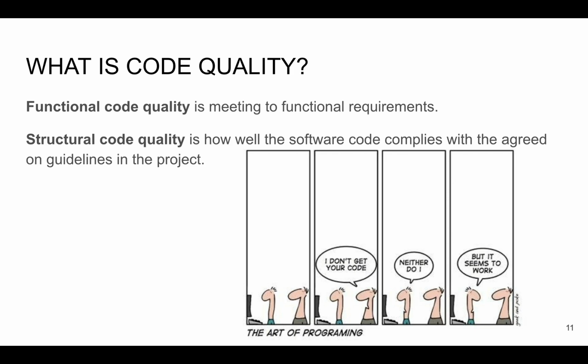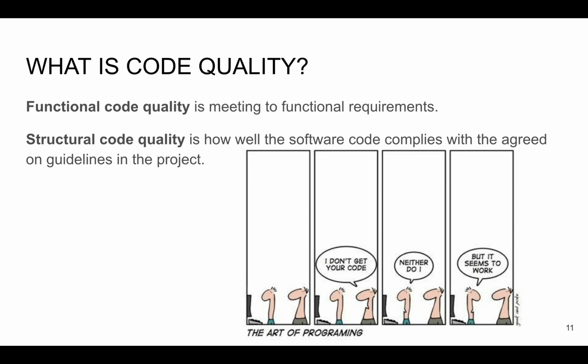Structural code quality is how well the software code is written, how you write this code, and whether you follow the guidelines in the project or not. So next we will talk about structural code quality, how you write your code, so that it is maintainable and reusable. We will talk about structural code quality mostly in the next part of this section.